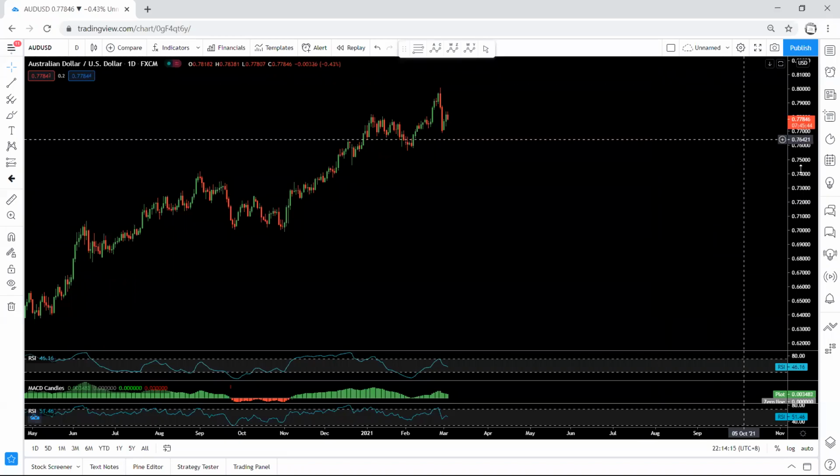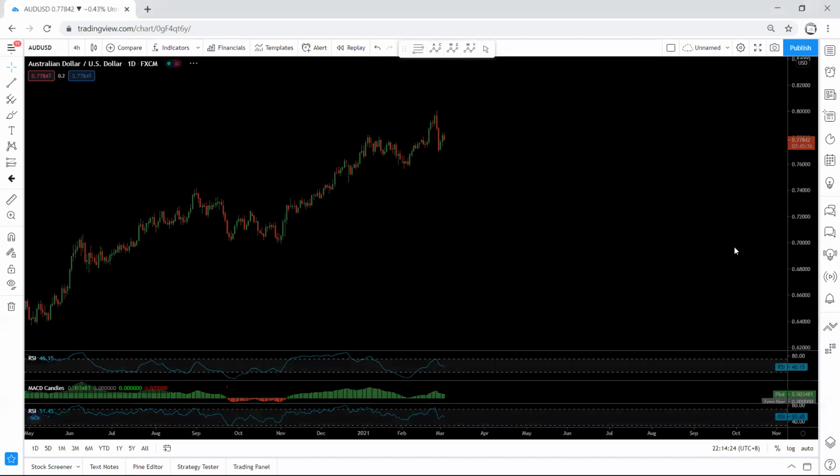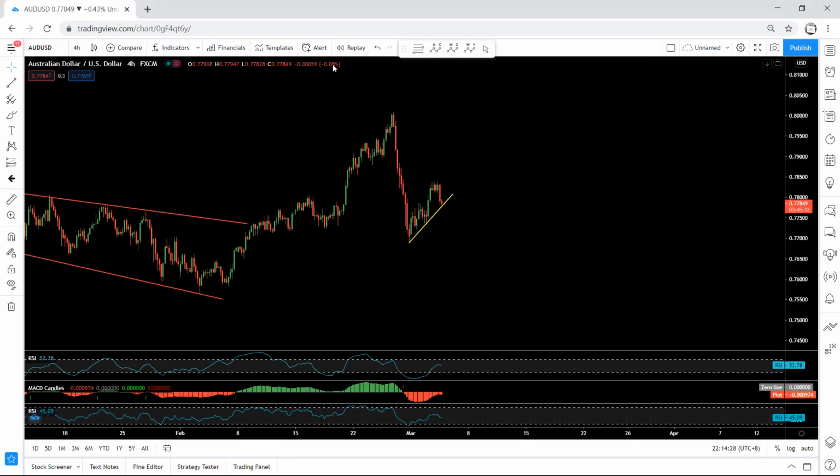AUD/USD, we start with the daily chart. As we can see on the daily chart, we have been within this sharp move down, and now we are within this correction. We want to see how we can trade it if we move to a lower time frame. First of all, based on the forward chart again, we can see the price sharply dropped. Now we are within this correction.